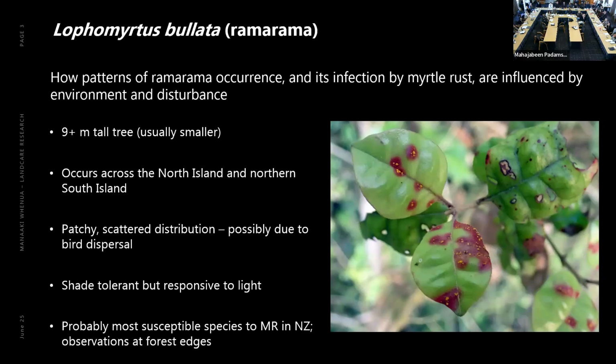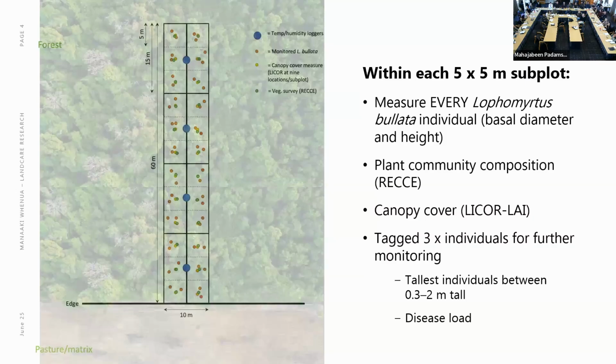So we decided to set up a study to look into it. It looked something like this. We established these 60 by 10 metre transects, each with 24 5 by 5 metre subplots running from the edge of the forest towards the interior. And along the centre of these transects, we had 4 temperature and humidity sensors, which you can see as these blue dots on this diagram.